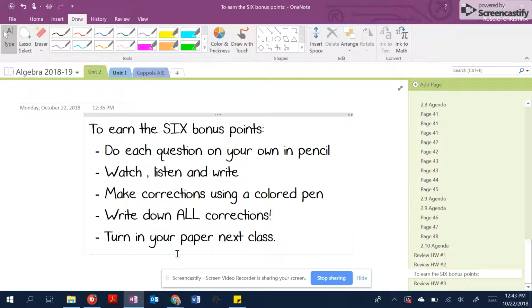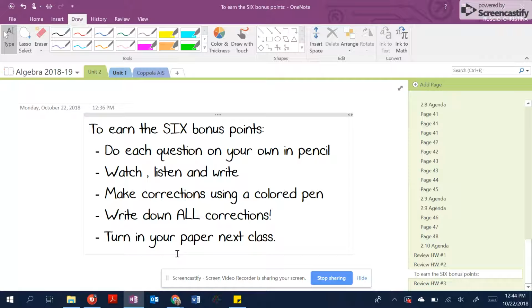You have to do all the questions on your own in pencil first. Then we're going to watch the video. I don't care how you do it. You can do all 6 questions first, then watch the video. You can do question 1, then watch the video, then do question number 2, then continue watching the video and pause in between. Doesn't matter to me, but what you should be doing is watching, listening, and writing things down that are missing from your paper.